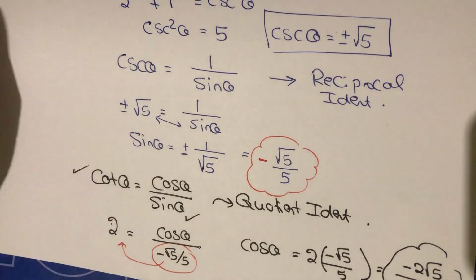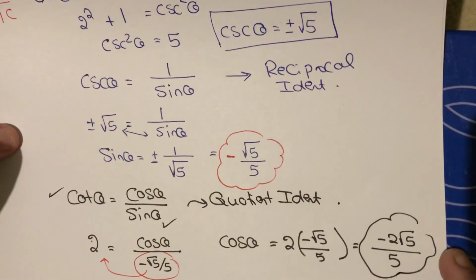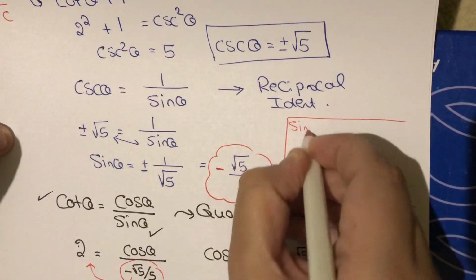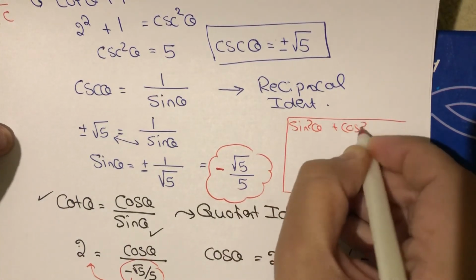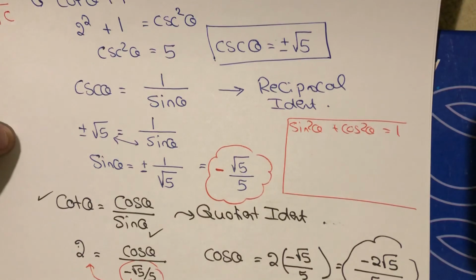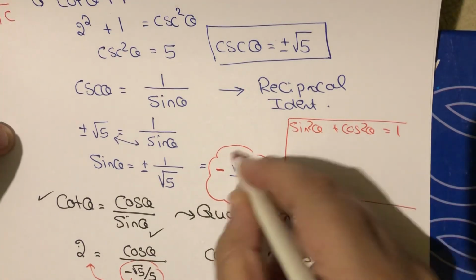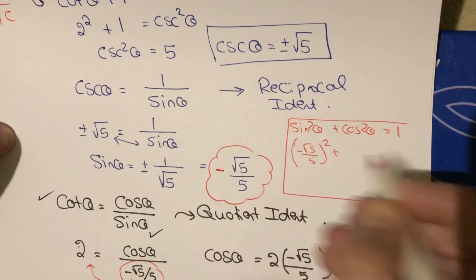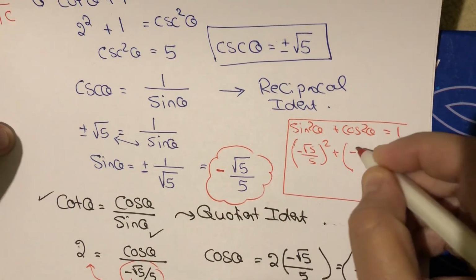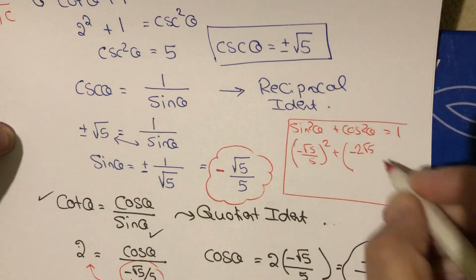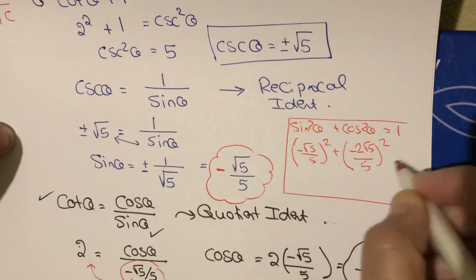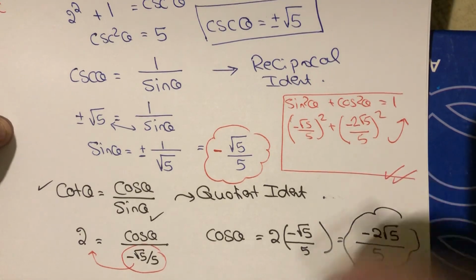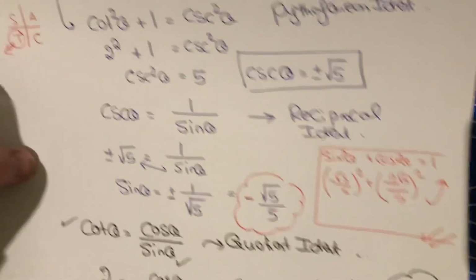There's a way to check this question, maybe as a quick check. I know that sine squared theta plus cosine squared theta is equal to 1. So give it a try: square this negative root of 5 over 5, plus the square of negative 2 root of 5 over 5, and make sure that the answer will equal 1, to check that your answers are right. That's it.